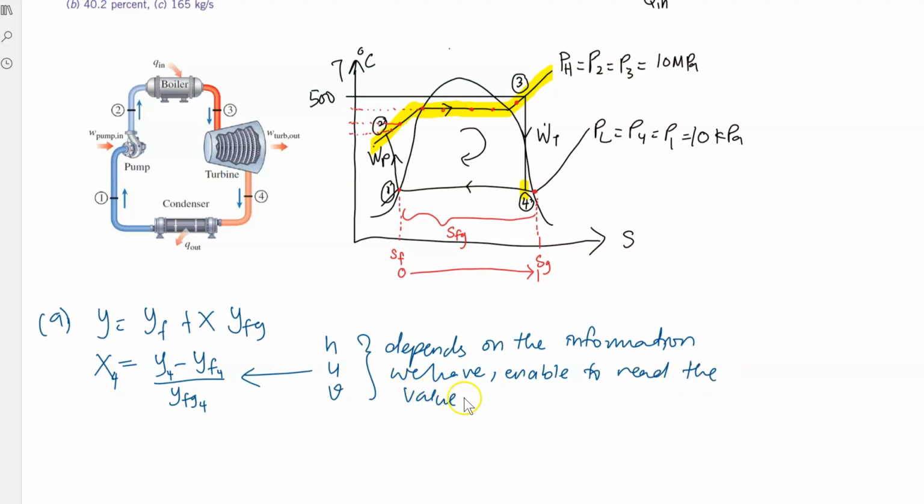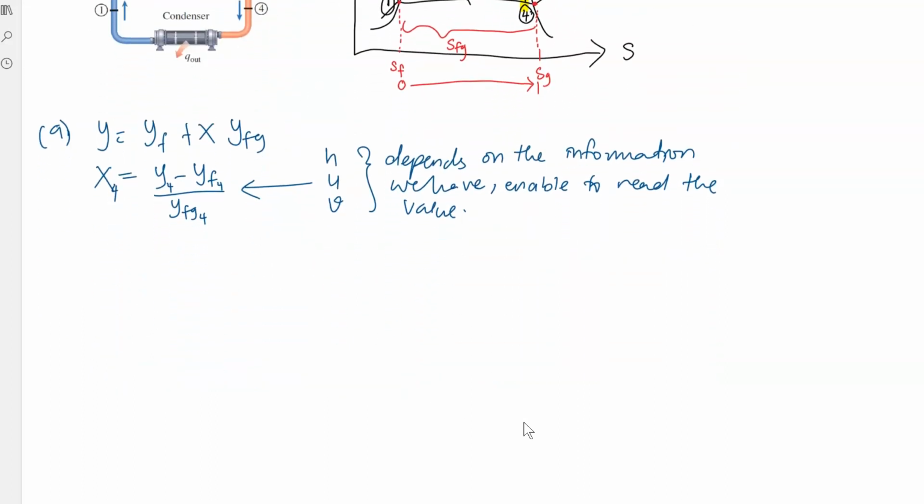Okay, so given that this is in state 4, what we do next is we try to jot down anything related to state 4. So what do we know about state 4? We have P4 is equal to 10 kilopascal, and we know S4 is equal to S3.